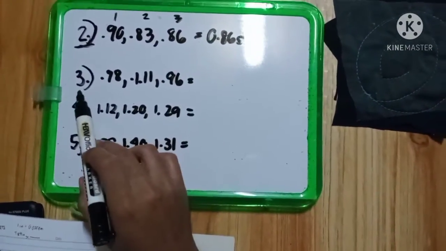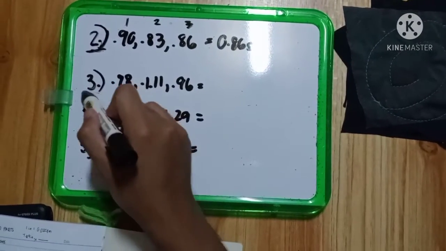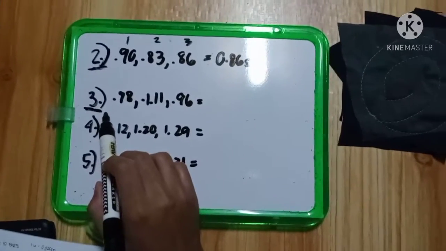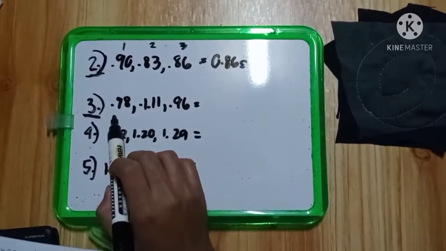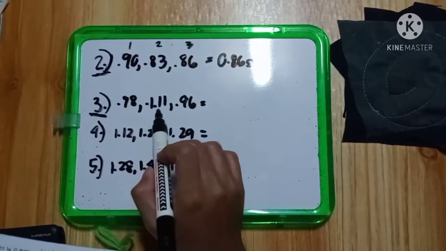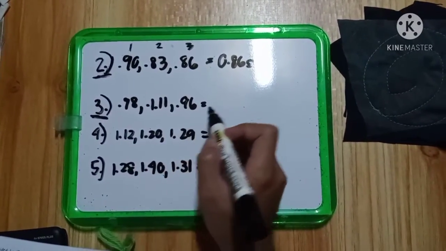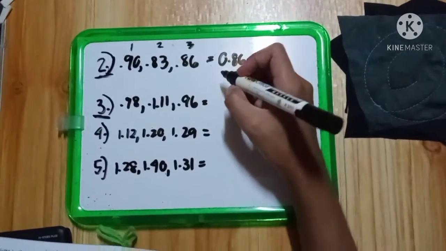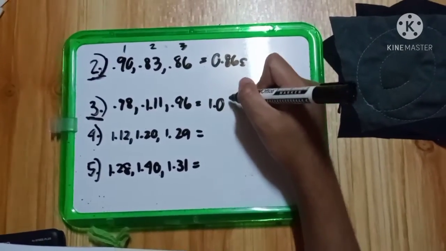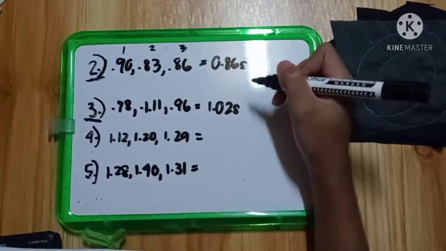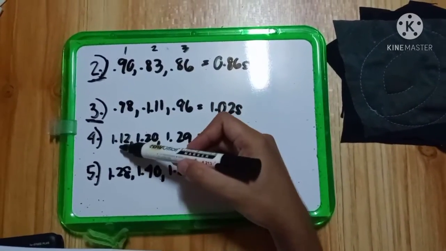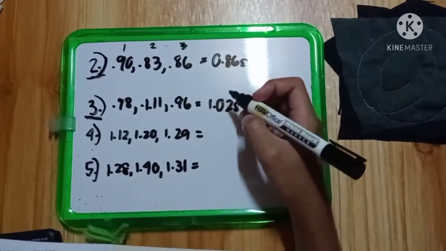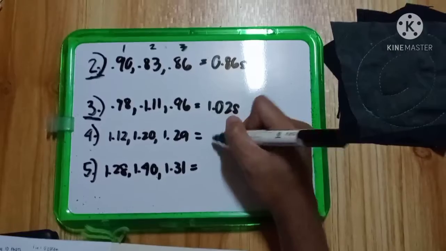On this one, which is strip 3, 0 to 18 inches, the times are 0.98, 1.11, 0.96. Using the same method again, we get 1.02 seconds. In this fourth strip, we have 1.12, 1.20, 1.29.